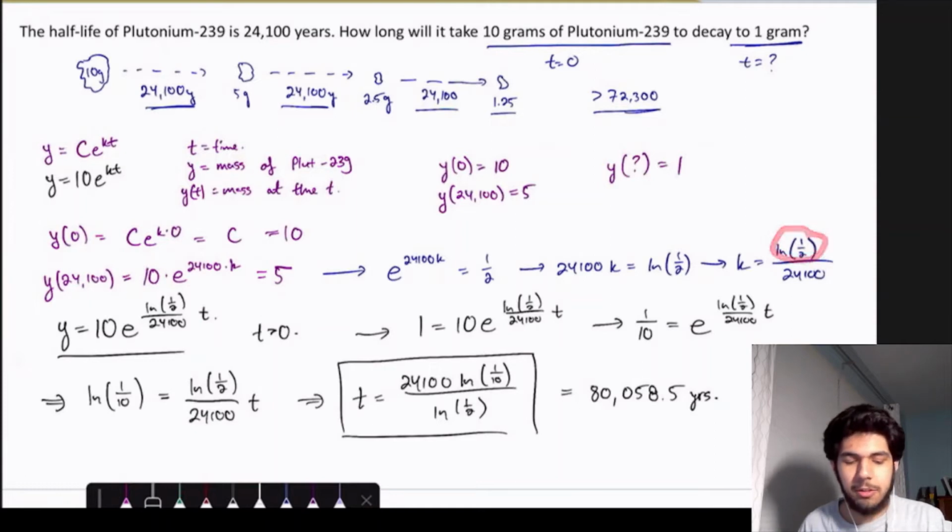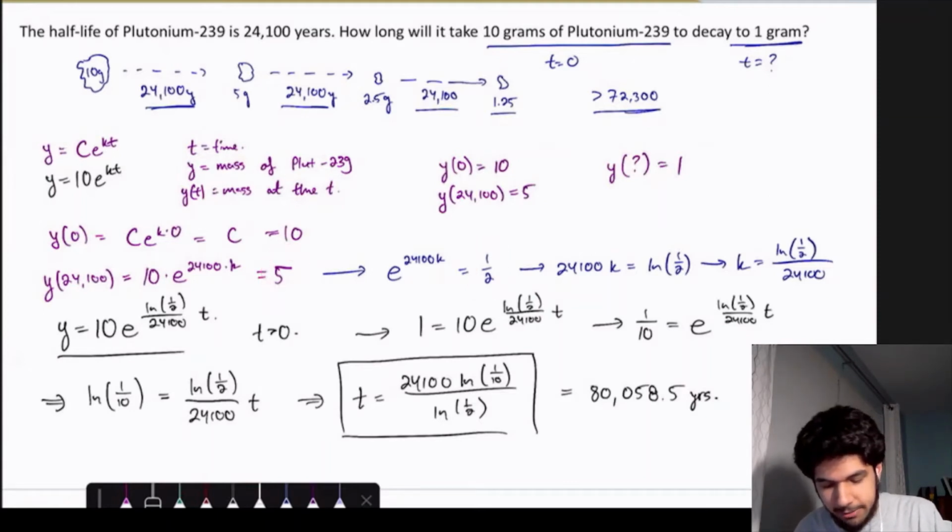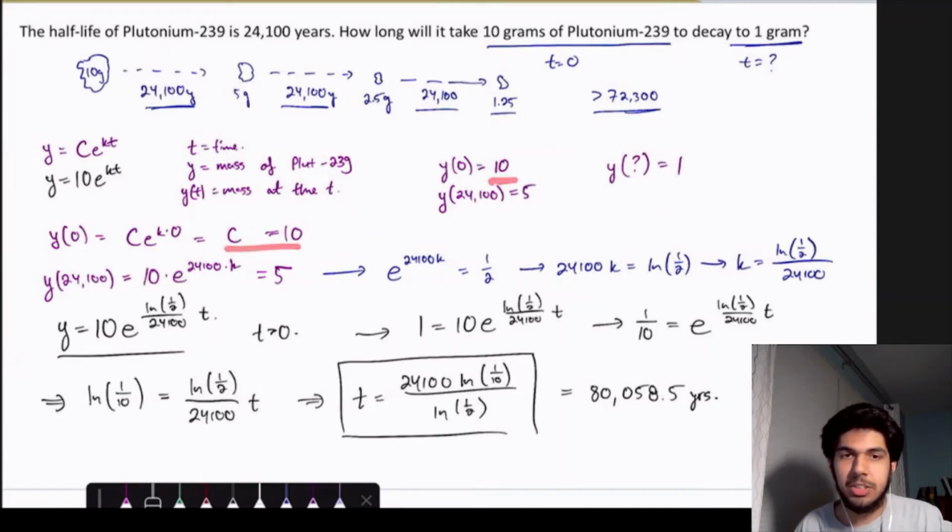But where did this ln of 1/2 come from? Well, we can see that this is the 1/2, and that came from 5 divided by 10. And in our case, C is equal to 10. So this value of K depends on the natural log of a secondary point in time, right? This is our second observation after time has passed, and that divided by C. In this case, we saw that C was equal to how many grams we had at time t equals zero.